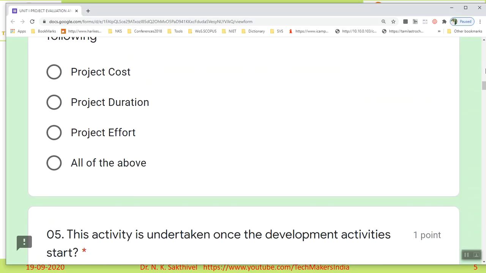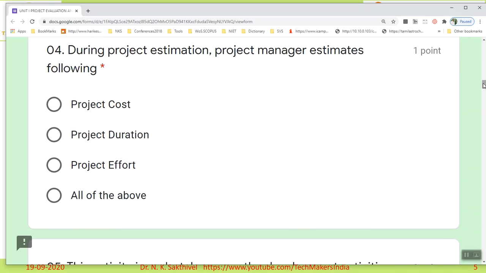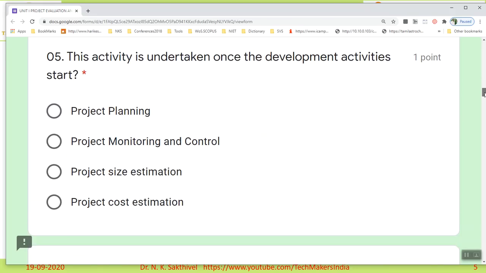Next question, fourth question. During project estimation, the project manager estimates the following. So what is project estimation? Project costs, we want to focus on. Project duration also needs to be focused on. Project effort is also required. All are, so the fourth one is the correct answer.